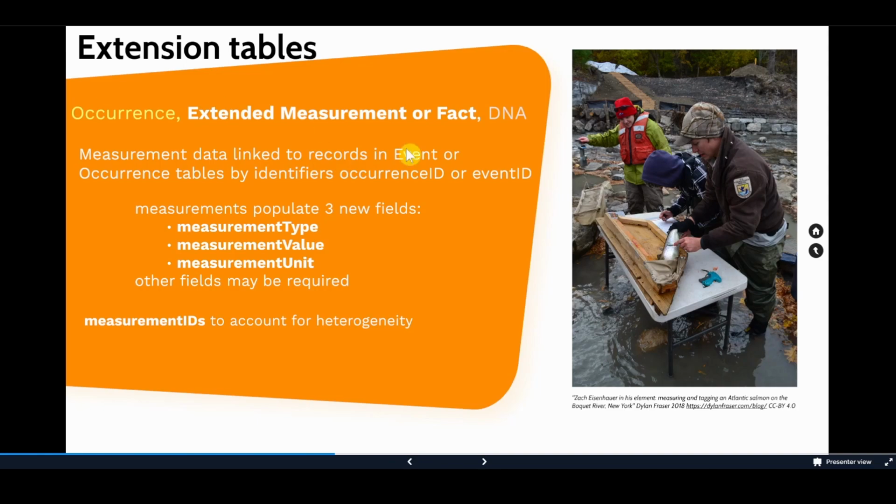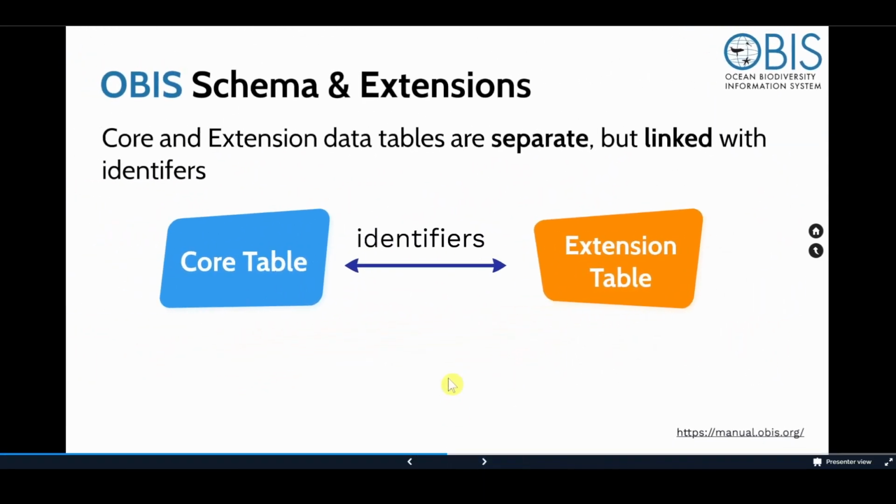And these are used to account for the heterogeneity. Now, the details of choosing and finding a measurement type ID is a little bit outside of the scope of this workshop, but we do have some guidance and some links on the workshop page. So as I mentioned before, there are the identifiers that link our core and our extension tables. You have the event ID and occurrence ID. Now let's take a look at an example to help solidify this conceptually.